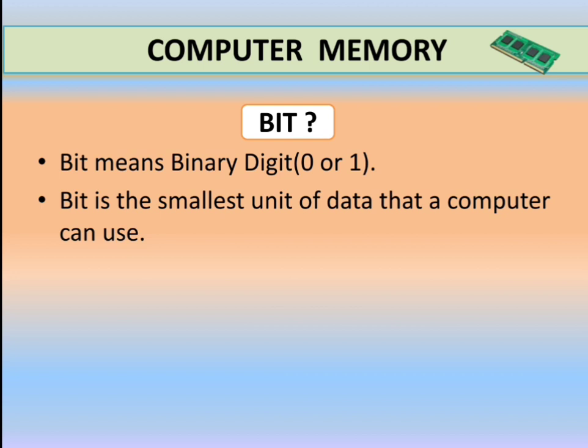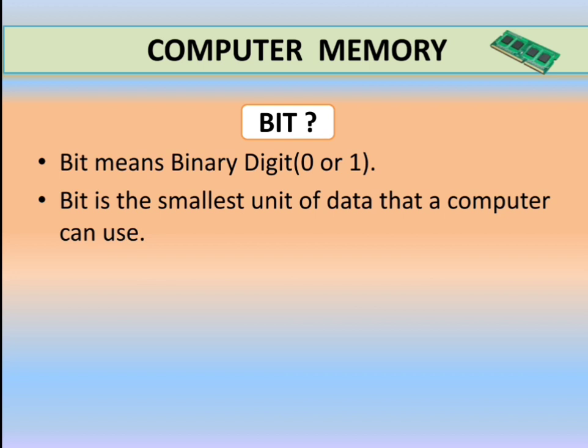First of all, what is a bit? Bit means binary digit, and binary digit means only two digits, 0 and 1. So bit is the smallest unit of data that a computer can use. It means if there is a 0, it means 1 bit. If there is a 1, it also means 1 bit. So bit means only two digits, that is 0 and 1.